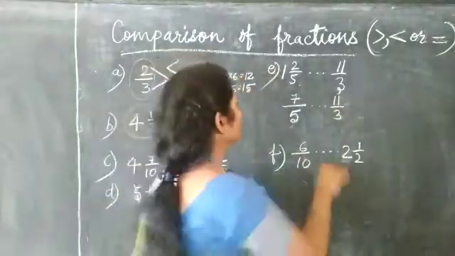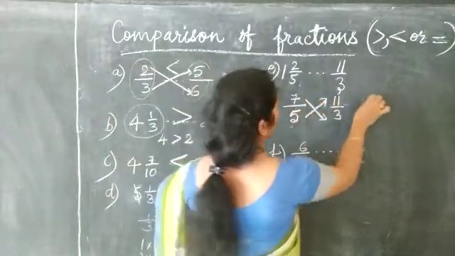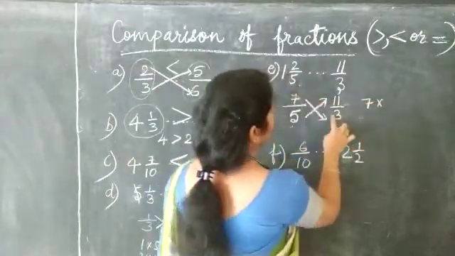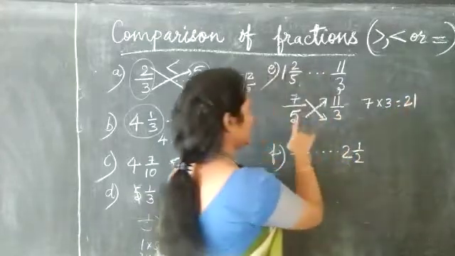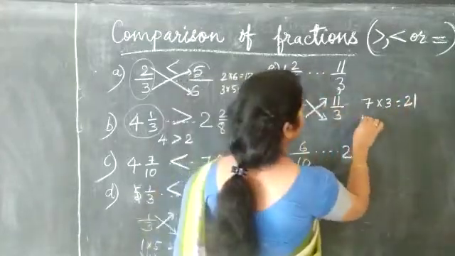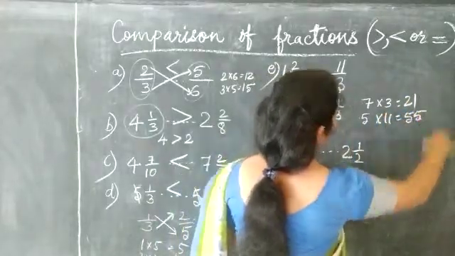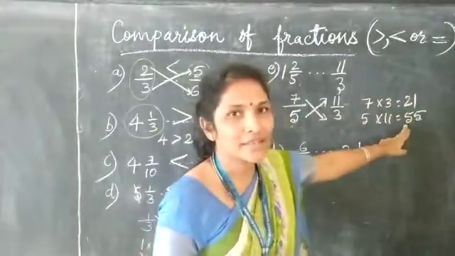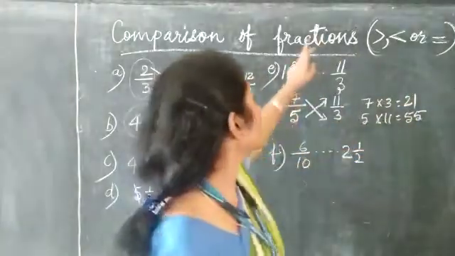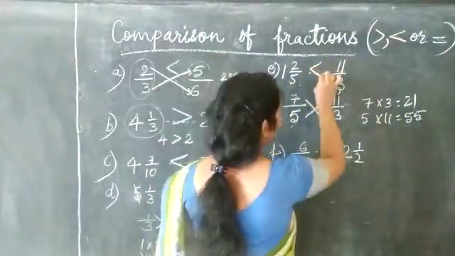Now we can do the cross multiplication. 7 into 3. 7 3s are 21. 5 multiplied by 11. 5 11s are 55. First answer is smaller, second answer is greater. It means our second fraction will be greater. We can put the sign.